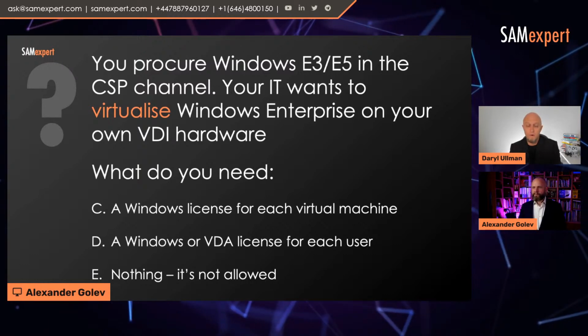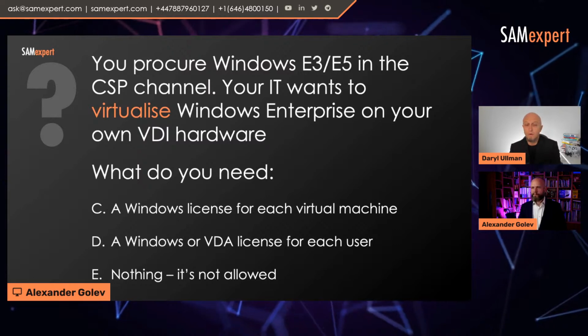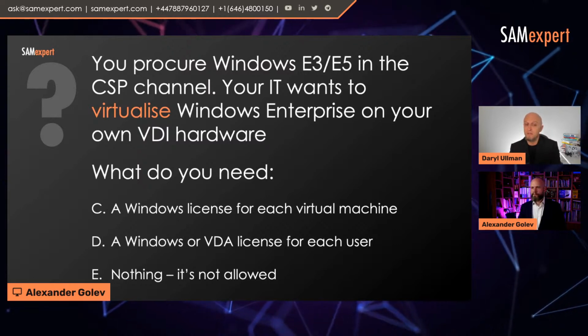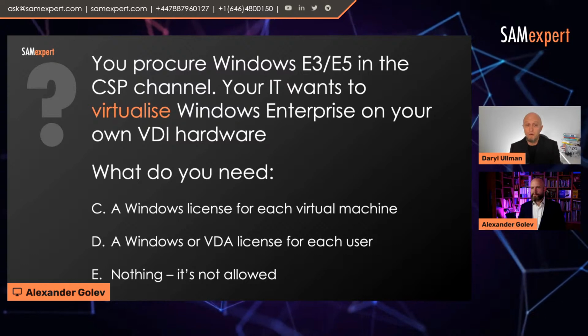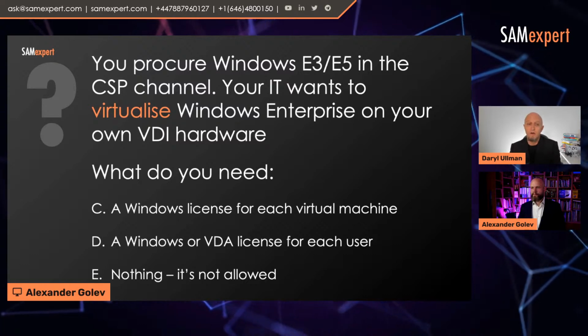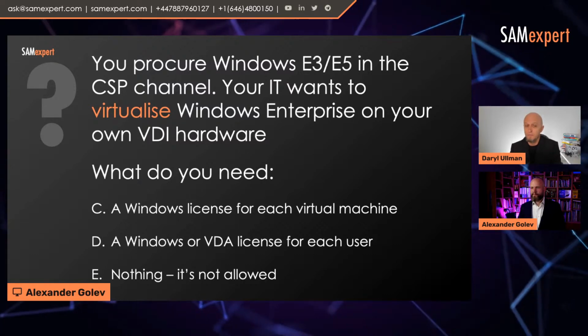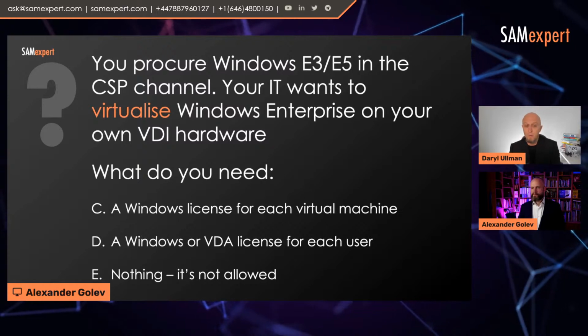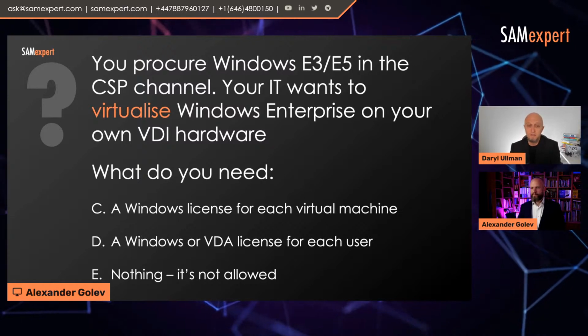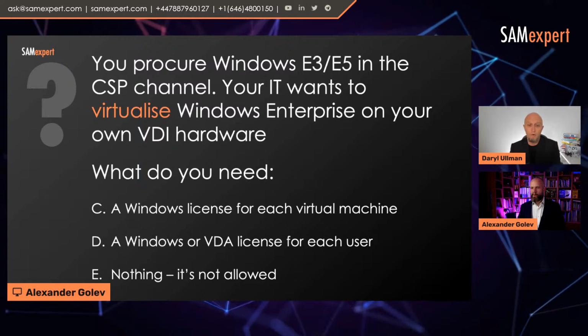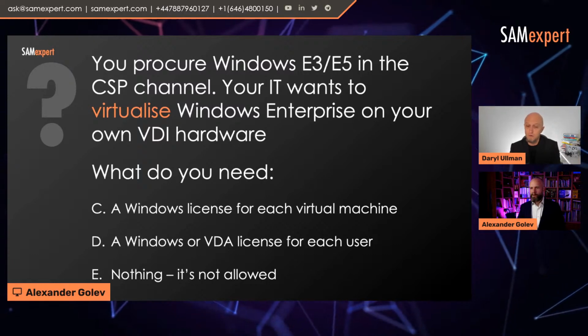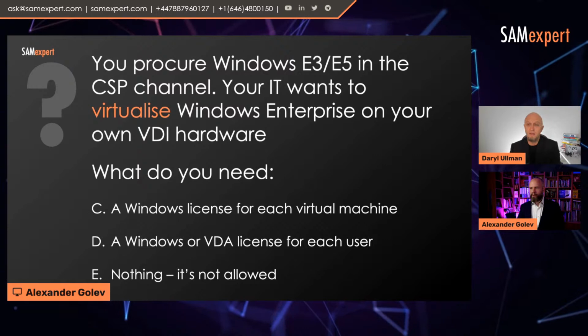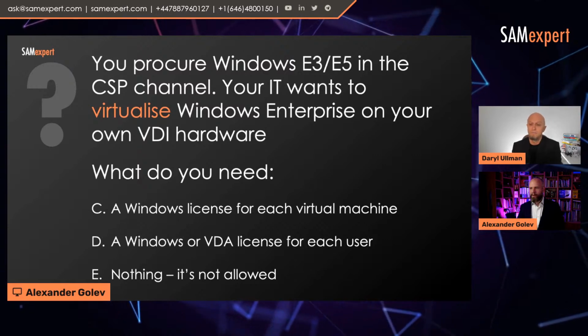I'm going to repeat the question. You procure Windows E3, E5 in the CSP channel. Your IT wants to virtualize Windows Enterprise on your own VDI hardware. What do you need? C, a Windows license for each virtual machine. D, a Windows or VDA license for each user. E, nothing. It's not allowed.